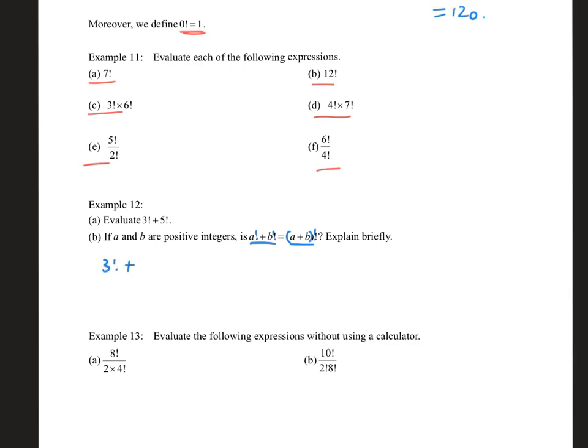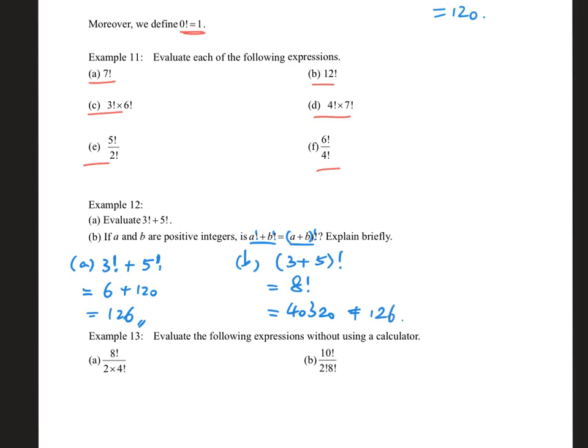For example, 3 factorial and 5 factorial. By using a calculator, you can check these by yourselves, which are 6 and 120, which sum to 126. Now coming to part B, you want to check whether you can add up first and take the factorial afterward. In this case, it becomes 8 factorial, which from the calculator gives you 40320. So you will see that it's not equal to 126. That means after checking one example, it doesn't work. Generally speaking, you can't say A factorial plus B factorial is A plus B together factorial. So it's wrong. Now you also have 2 very quick exercises on factorial. Please try them out by yourselves.